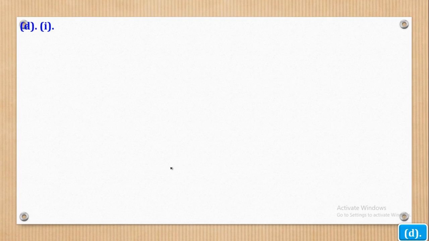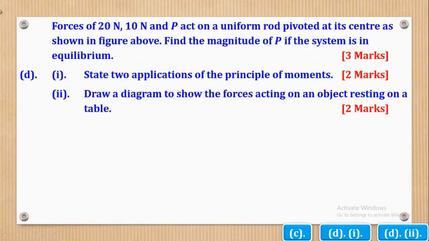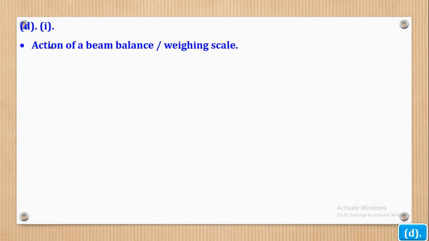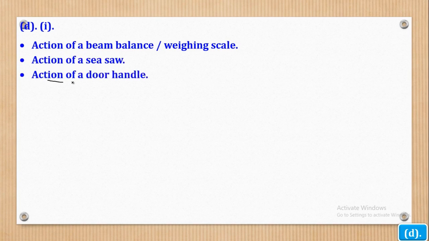So now we shall go to part D Roman 1. D Roman 1 says state 2 applications of the principle of moments. 1 will be action of a beam balance or weighing scale. Then 2, action of a seesaw. Then 3, action of a door handle.